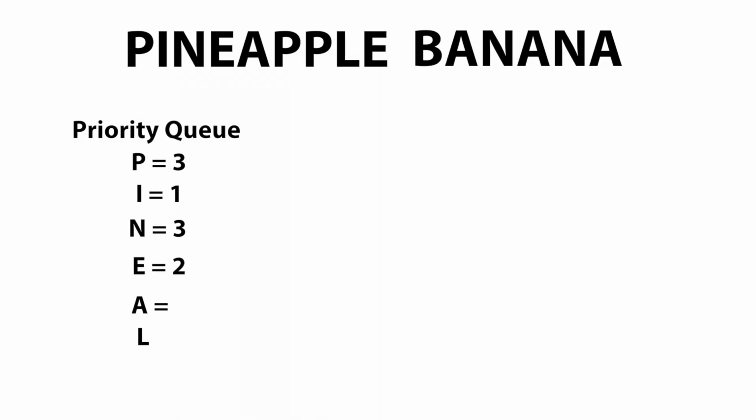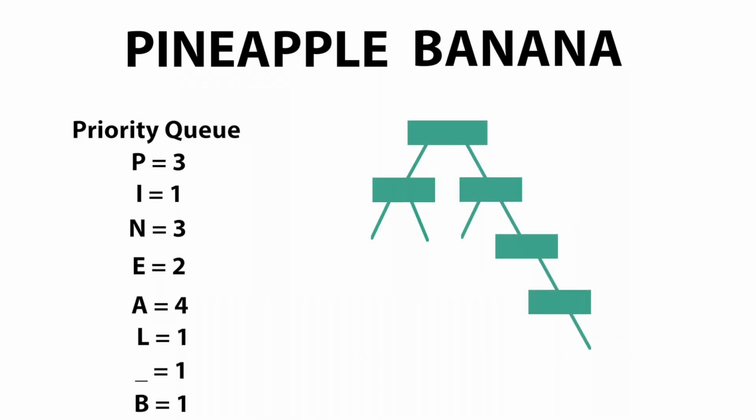So let's go back to pineapple banana. If we're using Huffman encoding, we need to go through 3 steps. The first is to create a priority queue, which looks at how many times we've used those letters. That's called the frequency. We then use a binary tree to show how frequently used our letters are. And then finally, we have to traverse the binary tree.